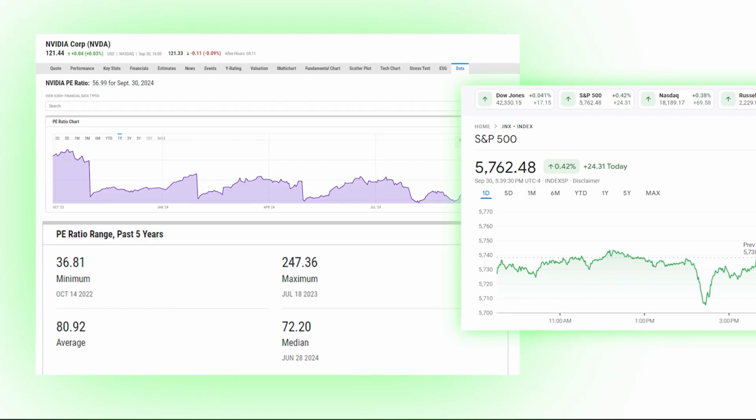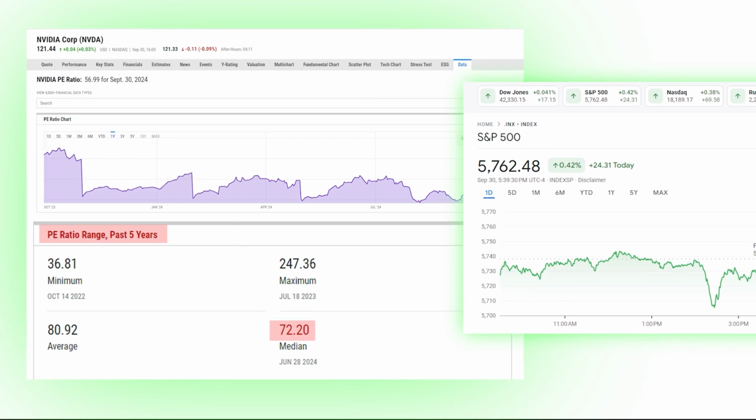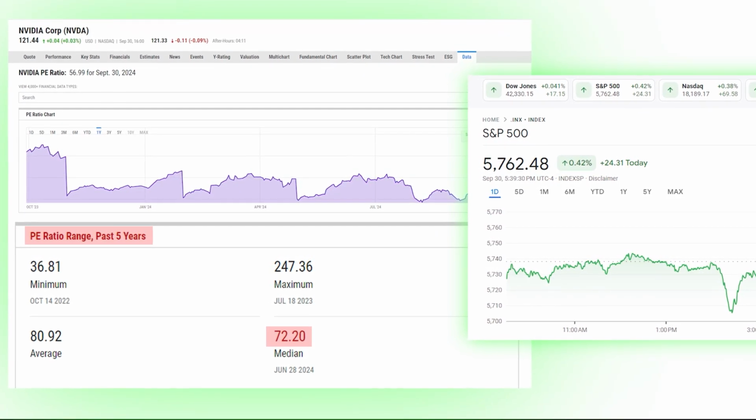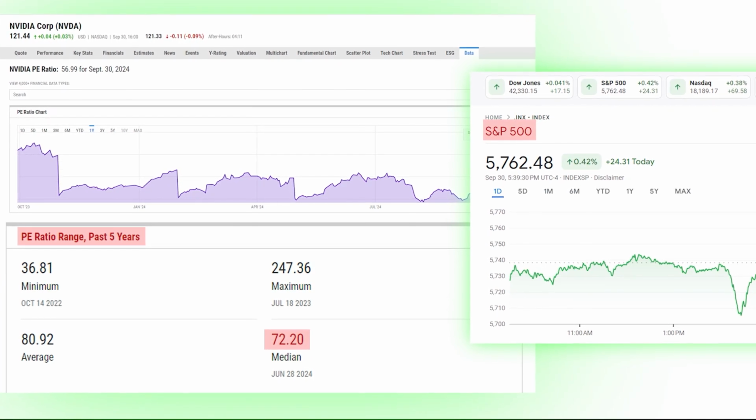Have you ever looked at a company like NVDA, seen that its PE ratio is 73 and thought, wow, that is way too expensive, especially when the average PE ratio of the S&P 500 is around 15 or 16? While most people might think that this is expensive, let me show you the reasons why it might not be.